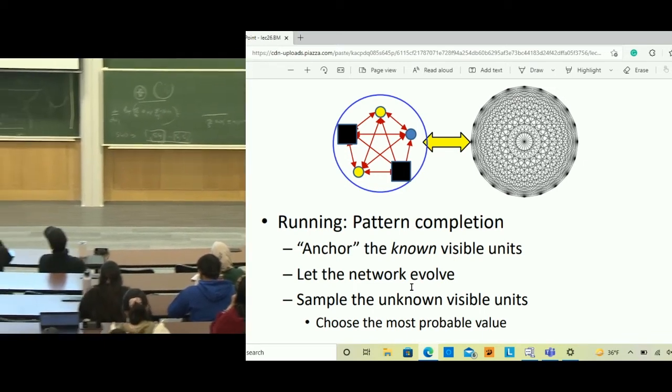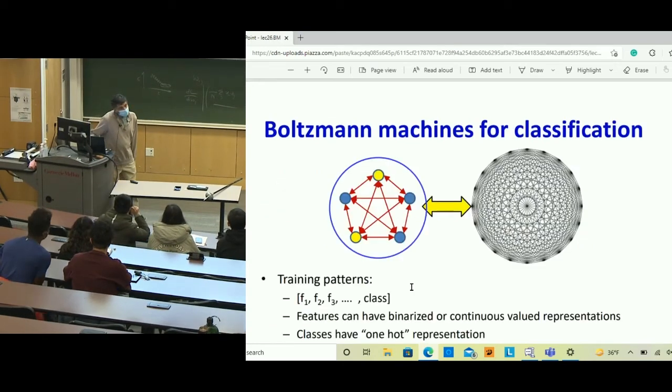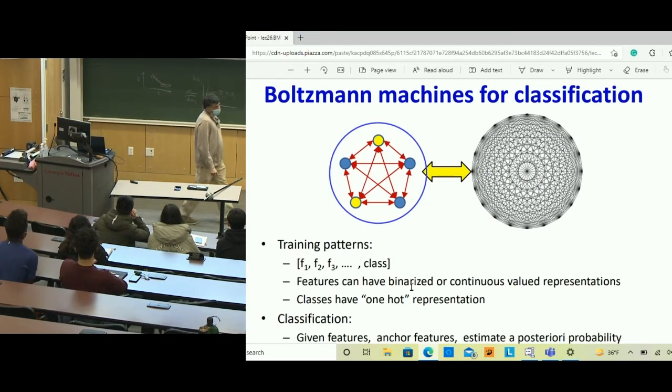Now, a couple of interesting things. So how can I use Boltzmann machines for classification?